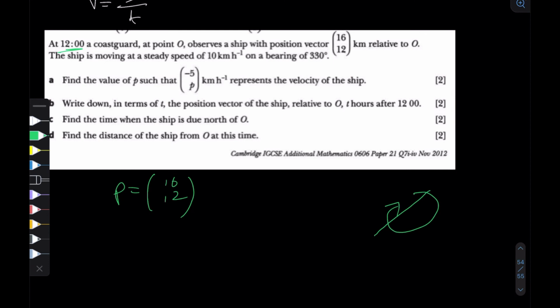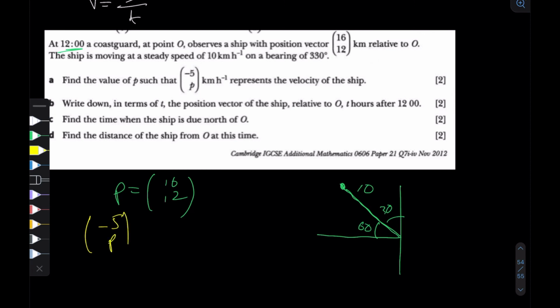What they're really saying is that it's moving such that this angle is 30. So if I make a horizontal line, this would be 60, and the length of this line, which represents the velocity, is 10. So in part A, they tell us that the velocity is minus 5i plus pj. In other words, we know that the x component is 5. We need to find the y component, which is p, right?